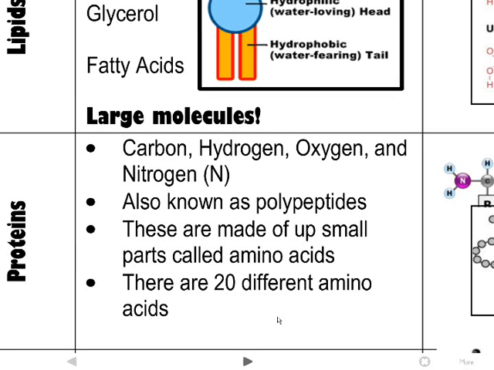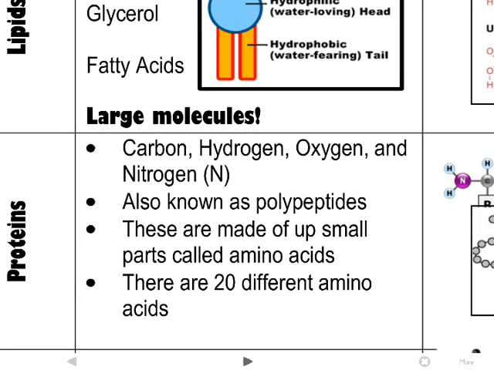Okay, you can imagine a protein is sort of like a pearl necklace. The whole necklace is the whole protein. And each of the pearls, or the beads on the necklace, would be called an amino acid.